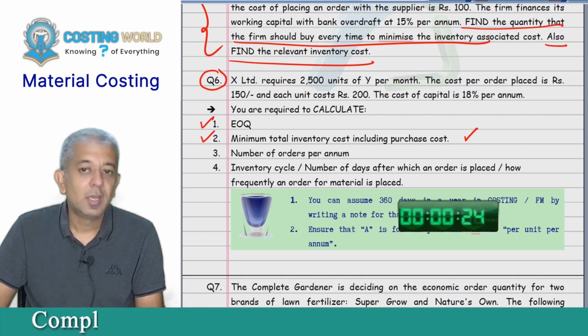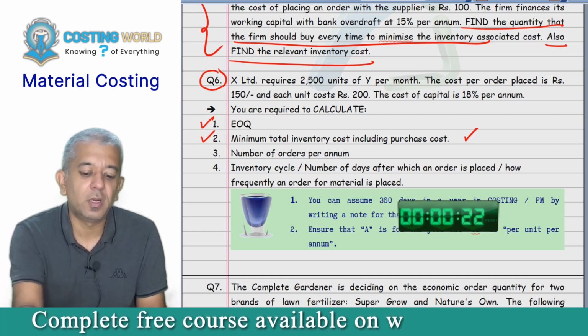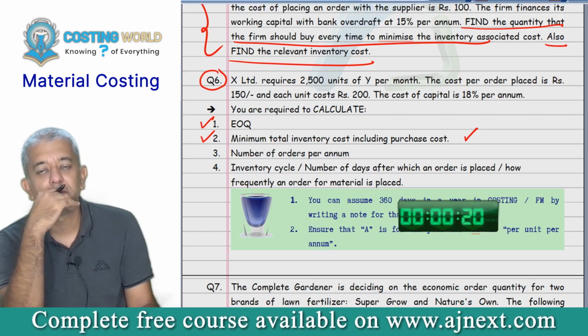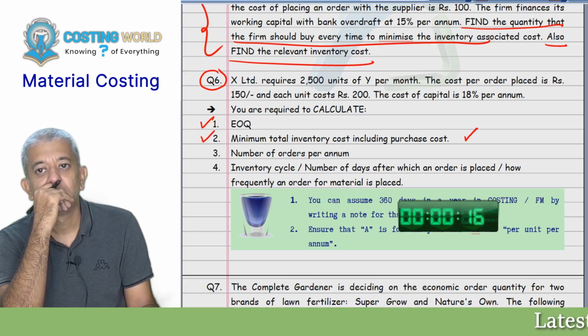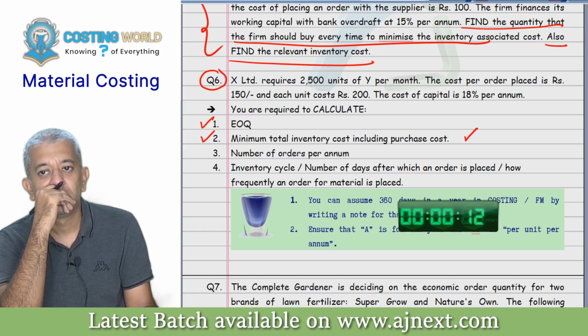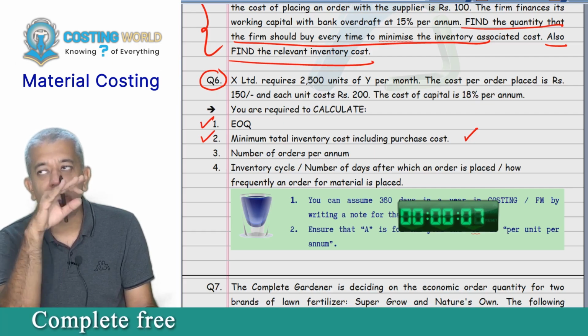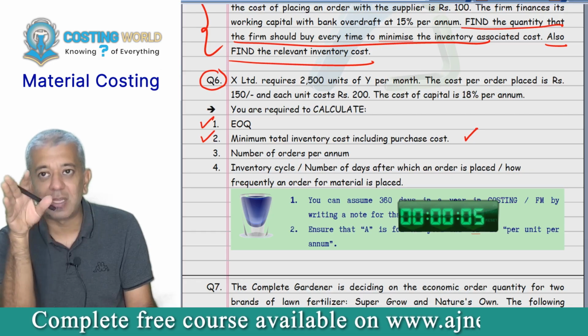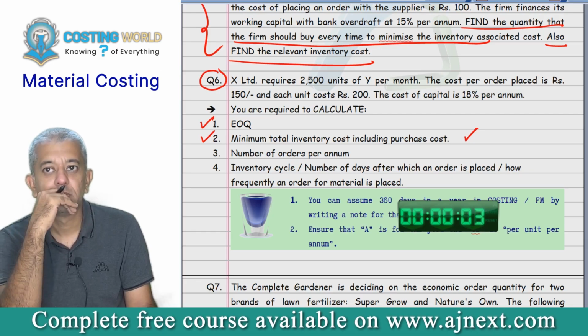EOQ should be 500. That much you all got? No. They want T including purchase cost. Please read that part.